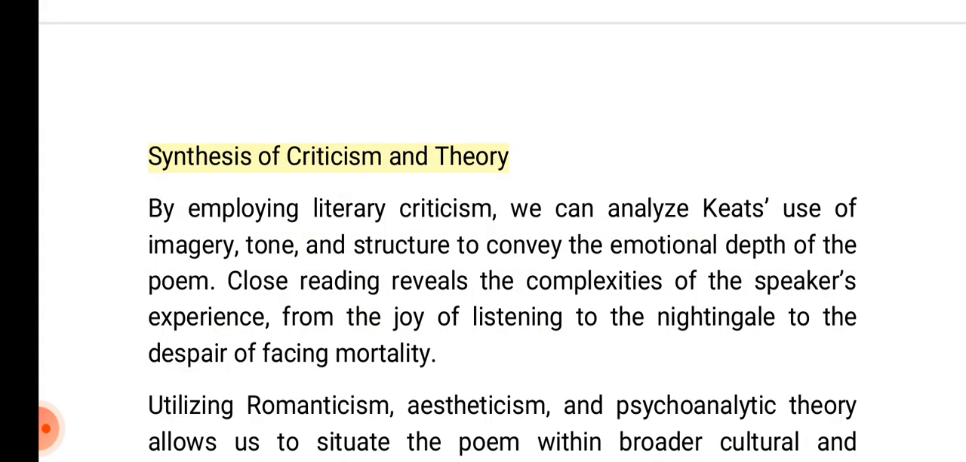Synthesis of criticism and theory. By employing literary criticism, we can analyze Keats' use of imagery, tone, and structure to convey the emotional depth of the poem. Close reading reveals the complexities of the speaker's experience, from the joy of listening to the nightingale to the despair of facing mortality.